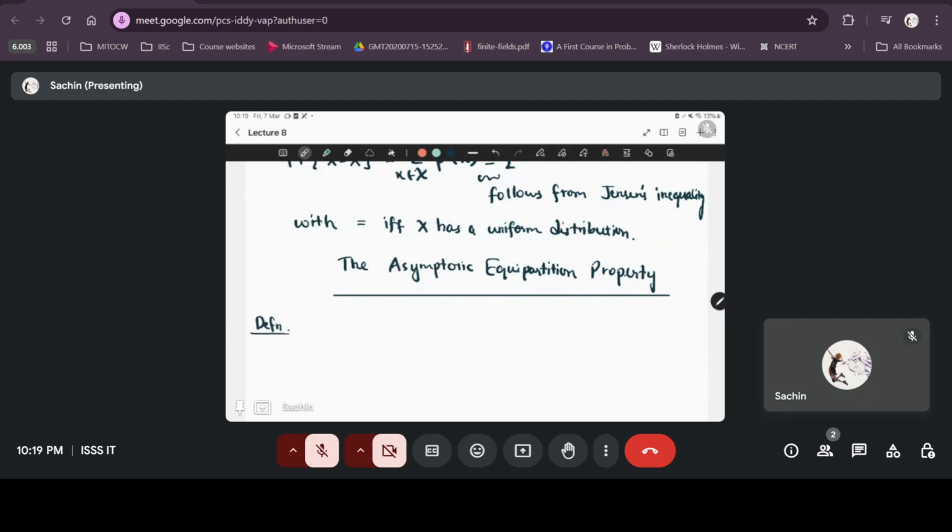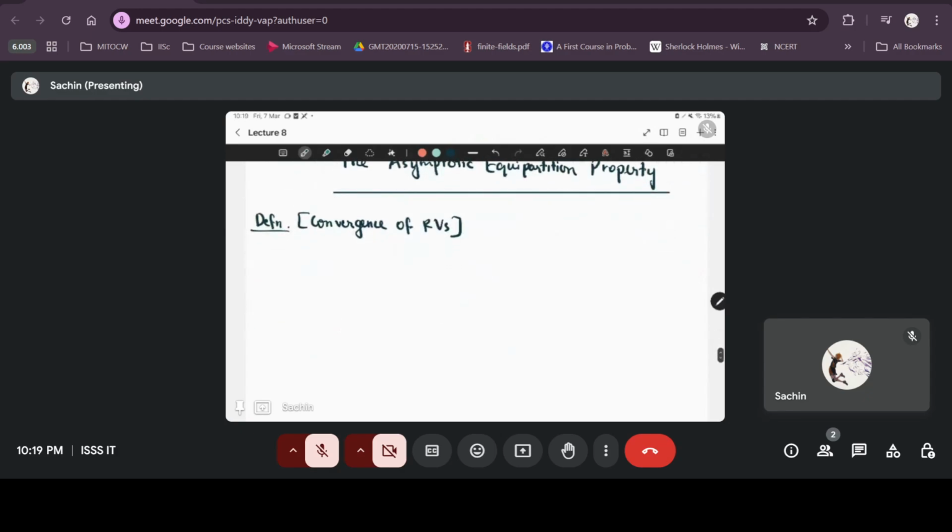Before that, I'll give a few definitions that we need to define the asymptotic AEP. These definitions are on the convergence of random variables, which you learn in a probability for random process course.